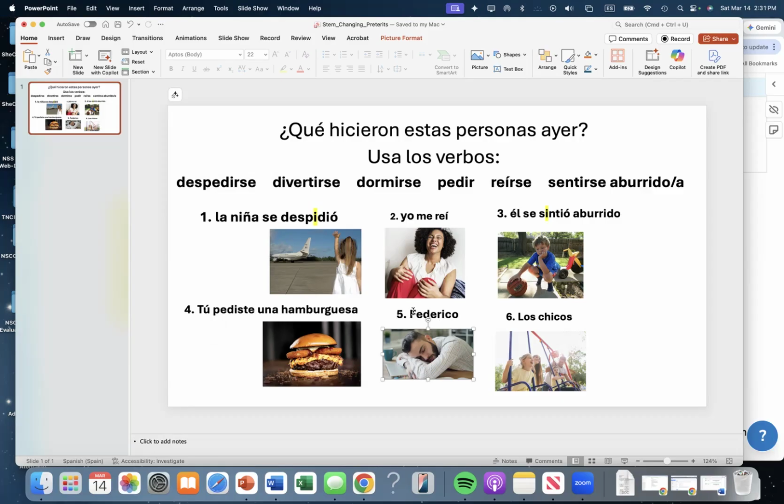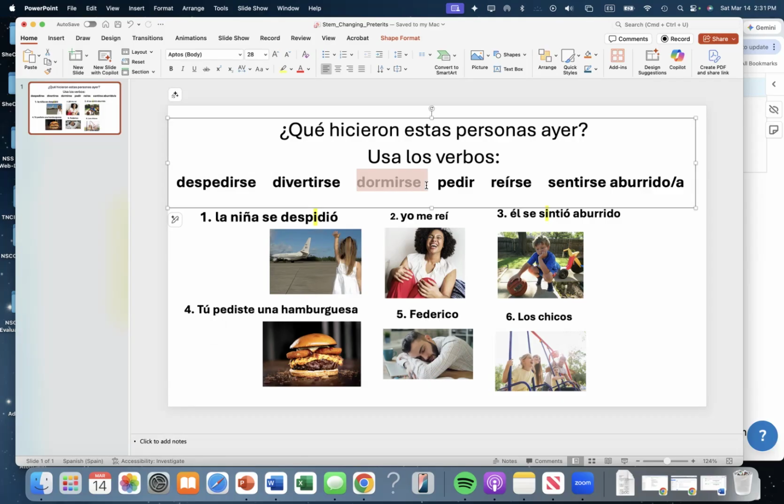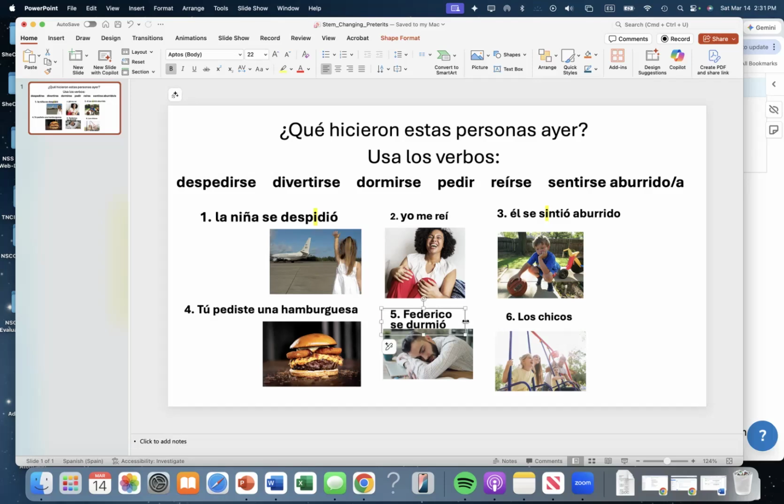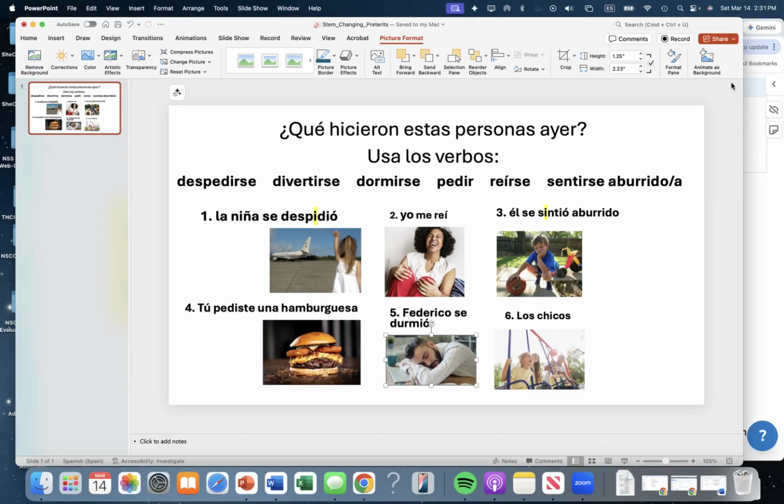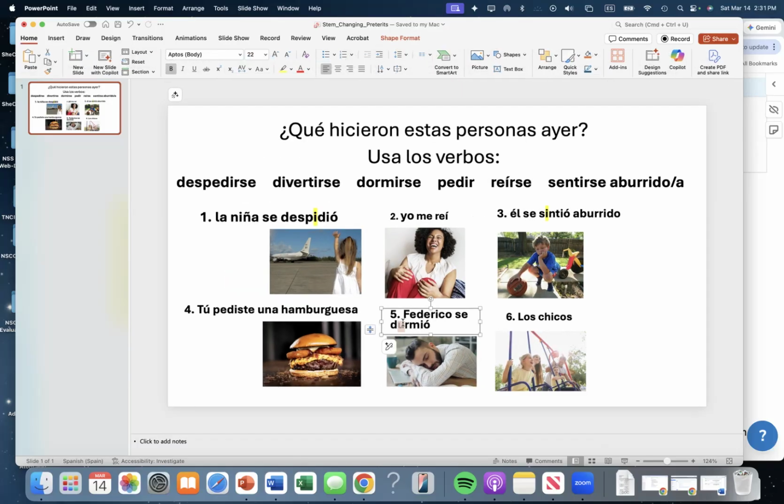For number 5, Federico, that would be él. And we have dormirse, to fall asleep. It's a reflexive verb. Federico se durmió. We need to change that O in dormirse to U because it's Federico, third person, singular. And let's see. Okay, Federico se durmió. We don't need this. And let me highlight the stem.